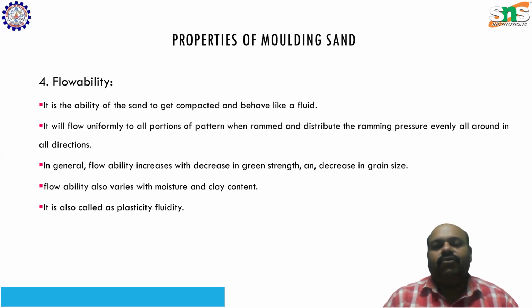The next one is flowability. It is the ability of the sand to get compacted and behave like a fluid. It will flow uniformly to all portions of the pattern when rammed and distribute the ramming pressure evenly in all directions. In general, flowability increases with a decrease in grain strength or a decrease in grain size. It is also called plastic fluidity.